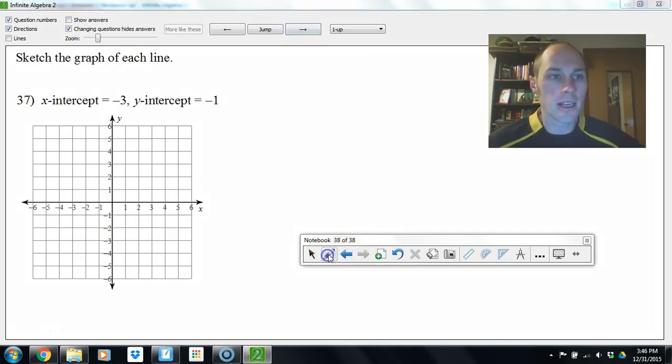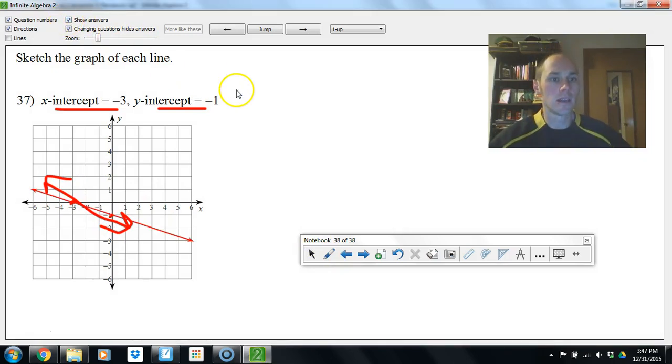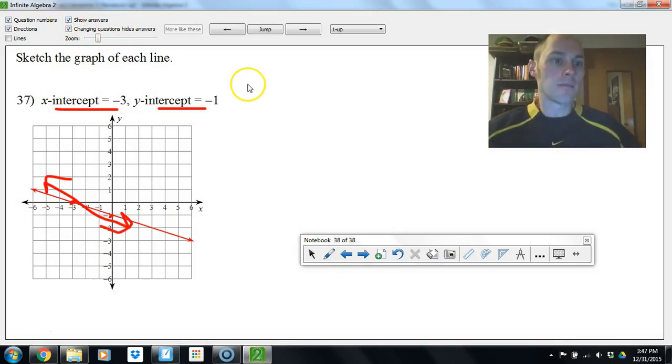Next one. Let's say our x-intercept is -3 and our y-intercept is -1. So let's just plot those on here. X-intercept means across the x-axis at -3. Y-intercept means across the y-axis at -1. Those are 2 points for our equation. We can take a look at those and see how the line goes. My line's not very straight, but you get the idea.